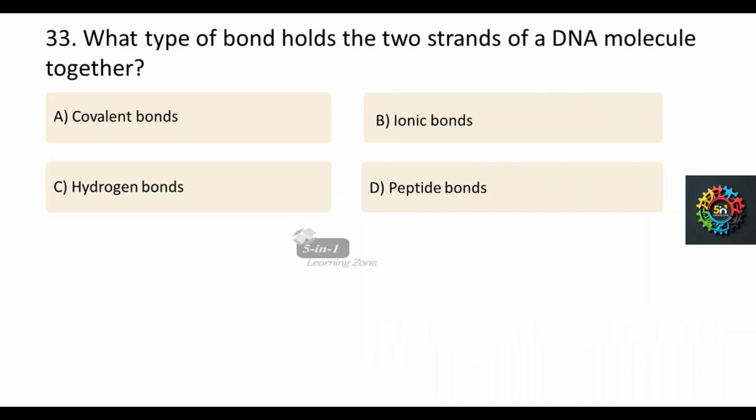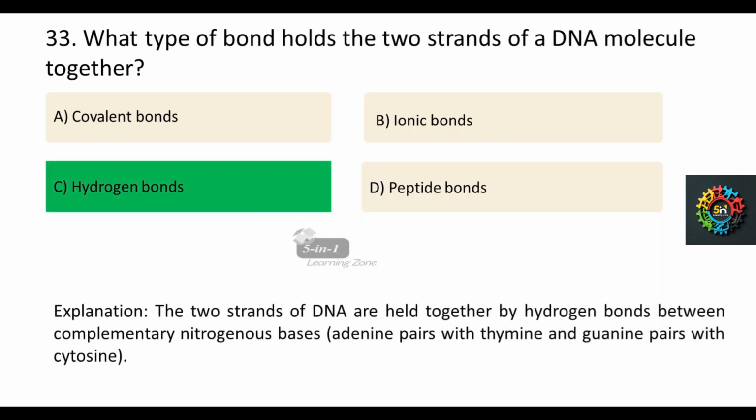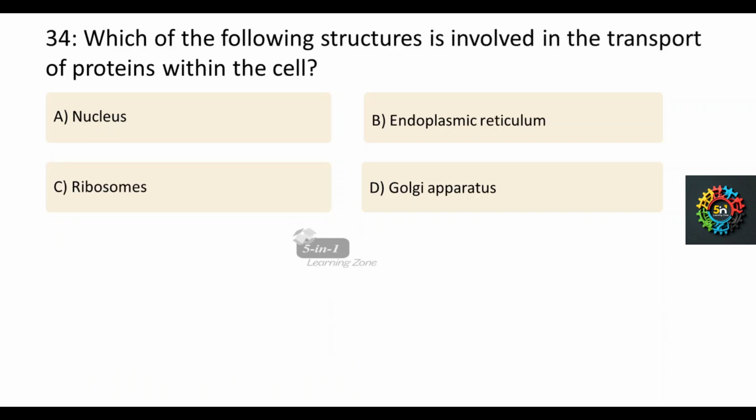33. What type of bond holds the two strands of a DNA molecule together? Answer. C. Hydrogen bonds. Explanation. The two strands of DNA are held together by hydrogen bonds between complementary nitrogenous bases, adenine pairs with thymine, and guanine pairs with cytosine.